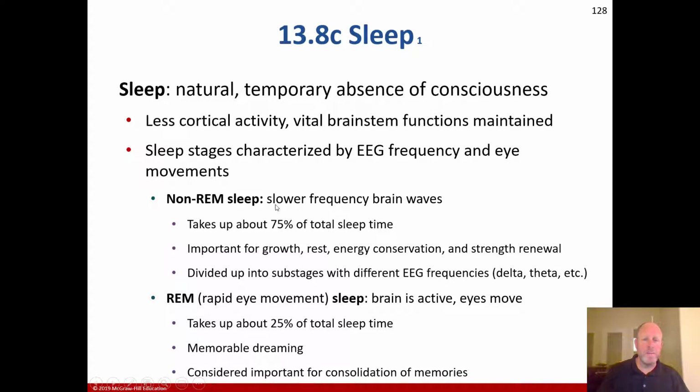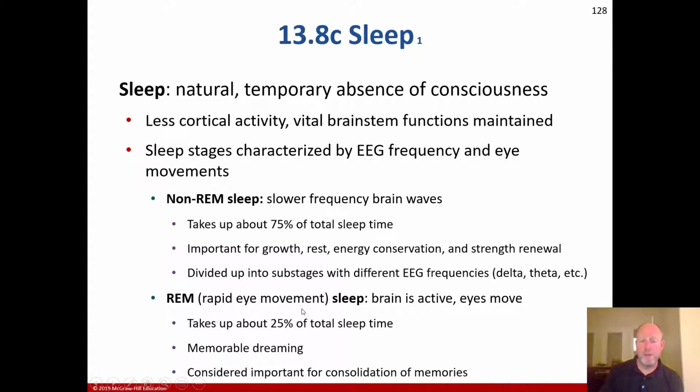Non-REM, non-rapid eye movement sleep, has slower frequency brain waves and takes about 75% of the total sleep time in most cases. It's not always true, but generally speaking. Important for growth, rest, energy conservation, and strength renewal. You got to have a lot of non-REM sleep. It's divided up into substages with different EEG frequencies, delta, theta, etc.